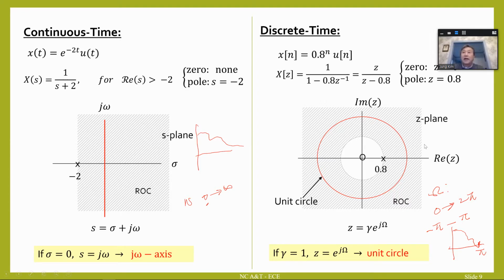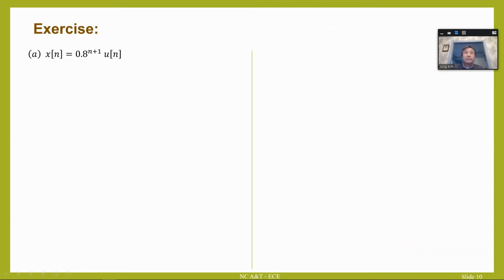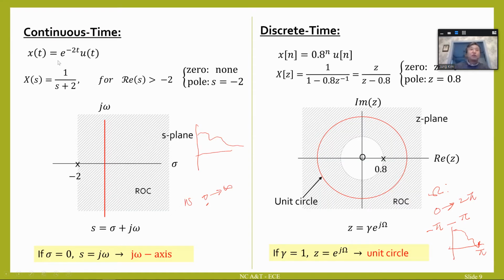I gave you some idea about the physical meaning of the S domain, the Laplace transform, and the G domain, the G transform. Okay, let's exercise. So far it's okay? Yeah, it's okay.